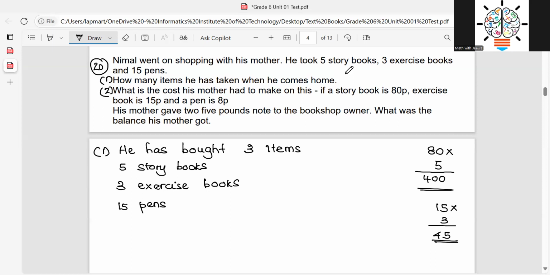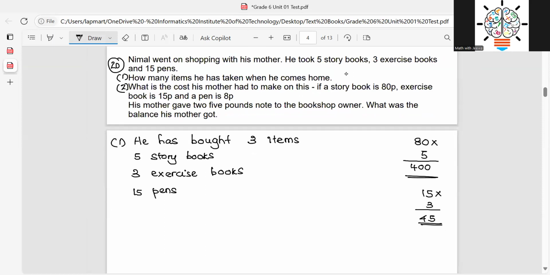1 pen is 8, right? 1 pen is 8. How many pens did he take? So then the 15, right? 15 pens he is taking, each 8, right? 15 into 8, it is 120, right? So what happened?